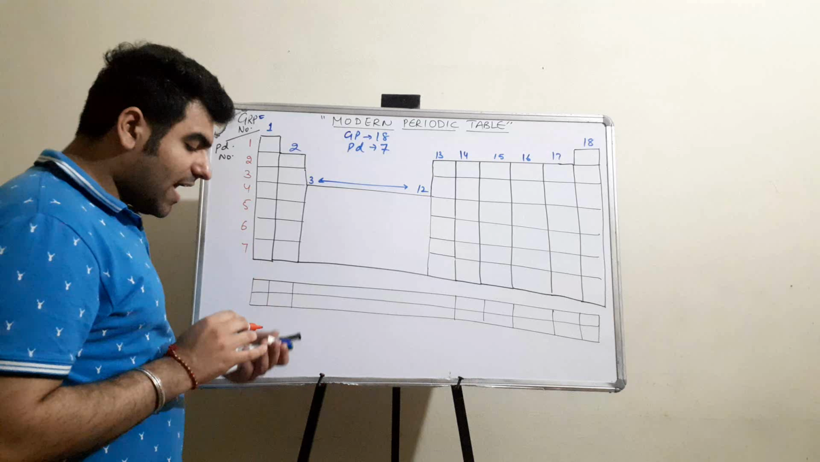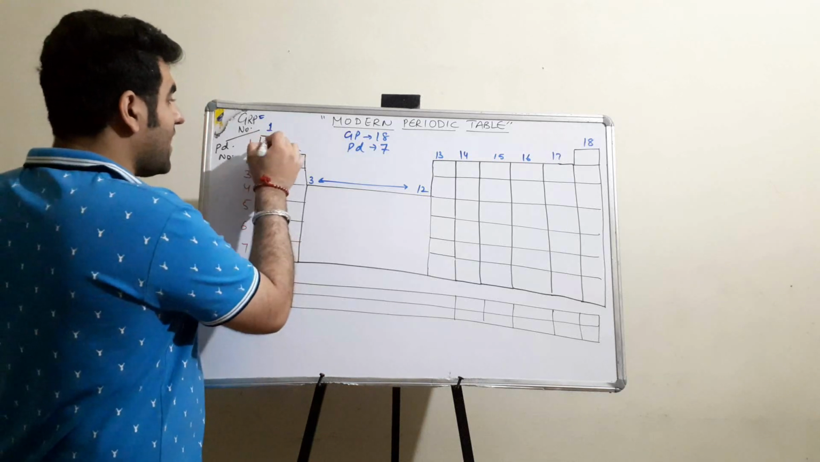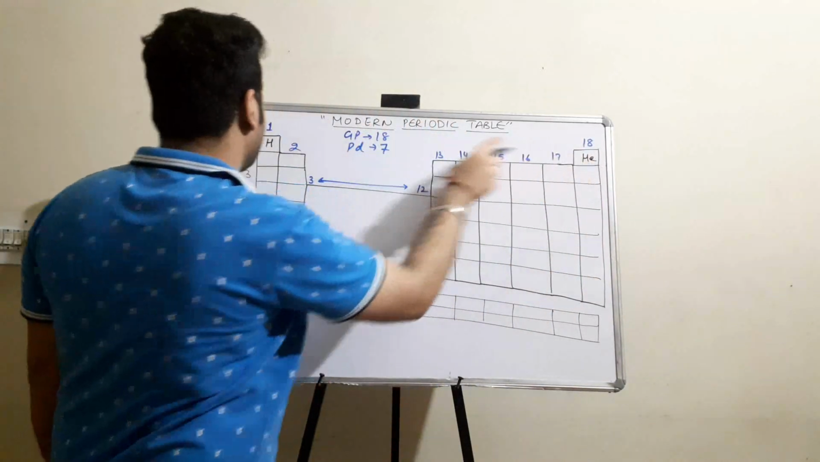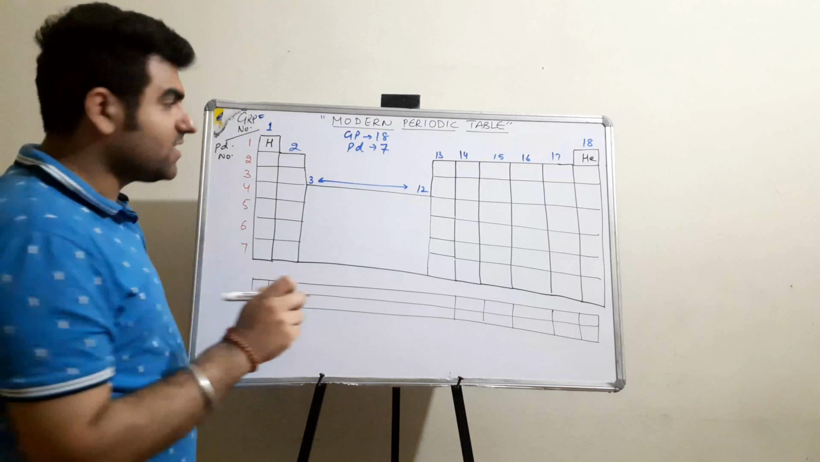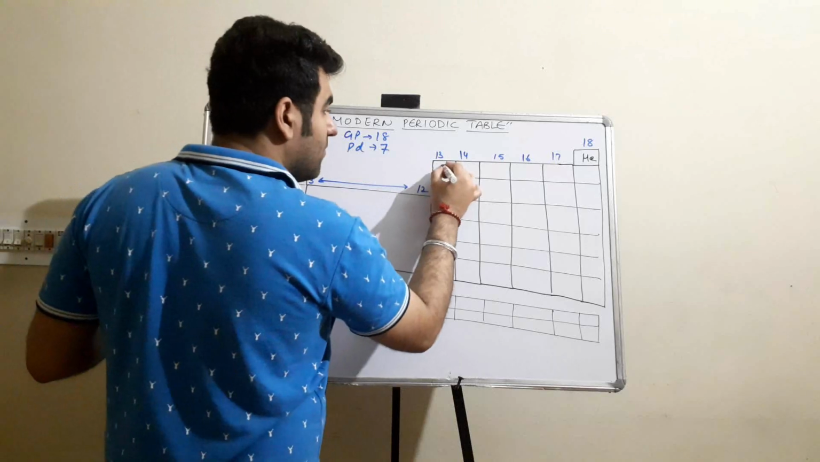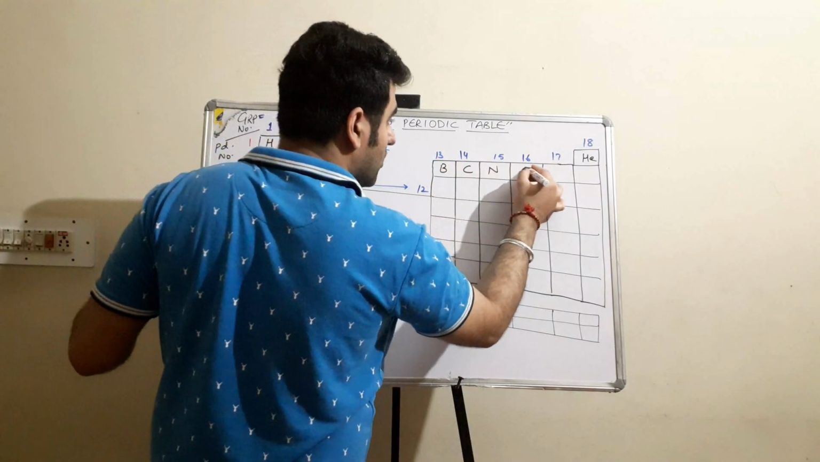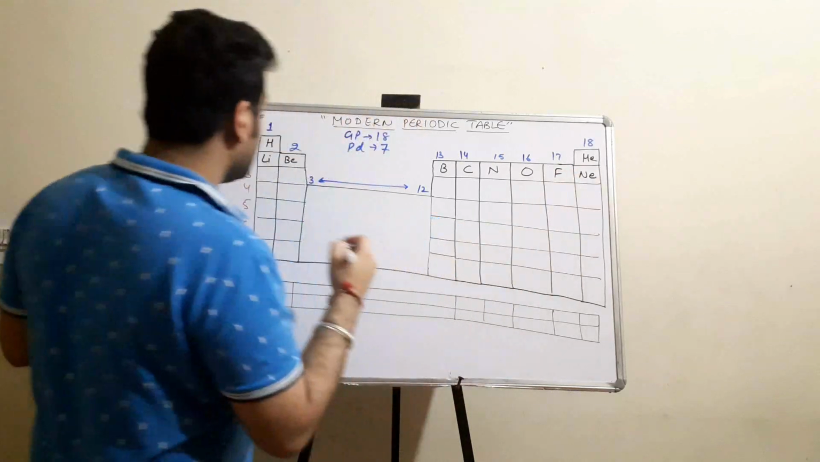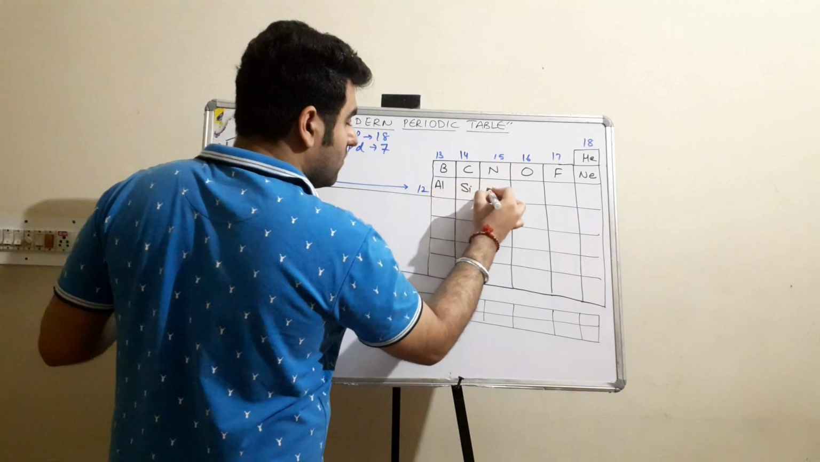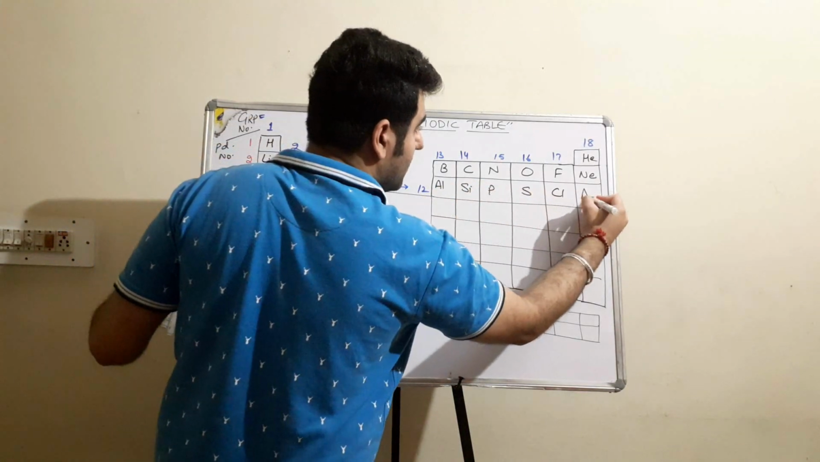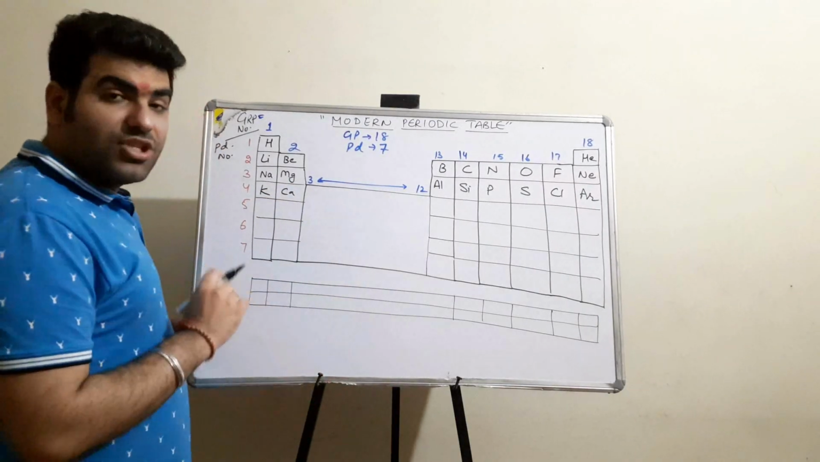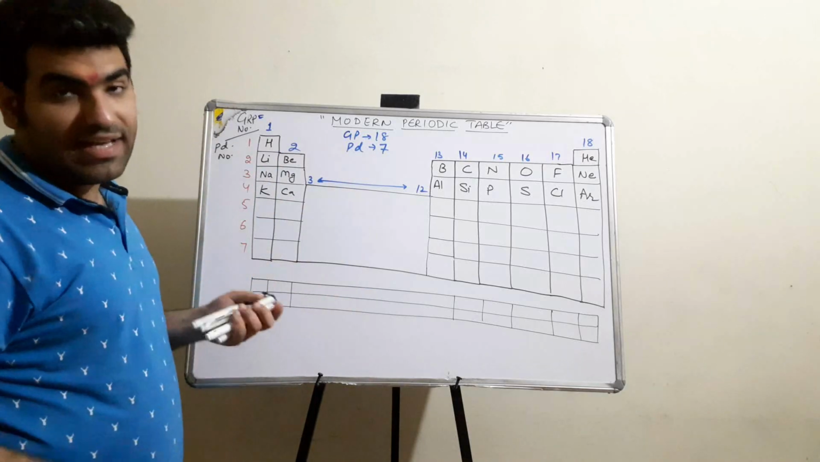So let us just start with hydrogen. This is hydrogen. This is helium. So we will say hydrogen and helium belong to the same period, that is first. So hydrogen, helium, here is lithium, beryllium, boron, carbon, nitrogen, oxygen, fluorine, neon. Then is sodium, magnesium, aluminium, silicon, phosphorus, sulfur, chlorine, argon, potassium and calcium. Alright, so this is how we have arranged the 20 elements.